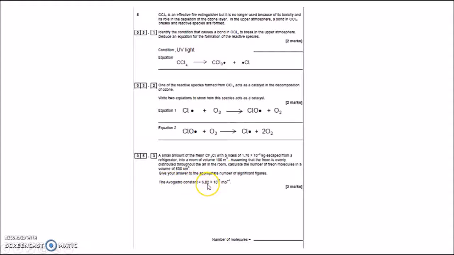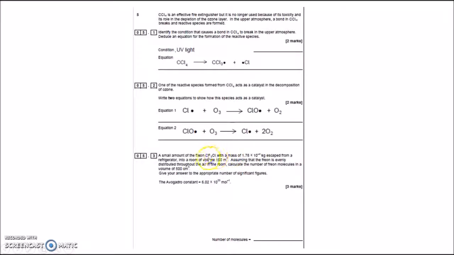And then we've got Avogadro's constant, 6.02 times 10 to the power of 23. A very large number. That's the number of particles that are in a mole of substance. So we've got a lot of numbers with difficult units to deal with. So how do we start off? What can we start off with? Well, what have we got?